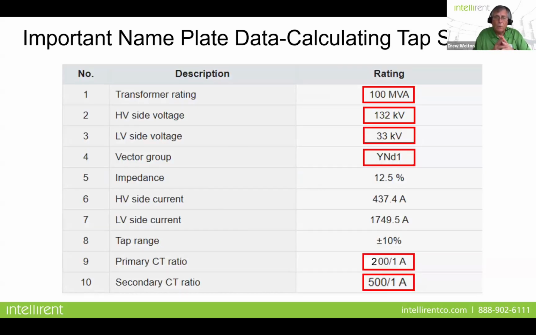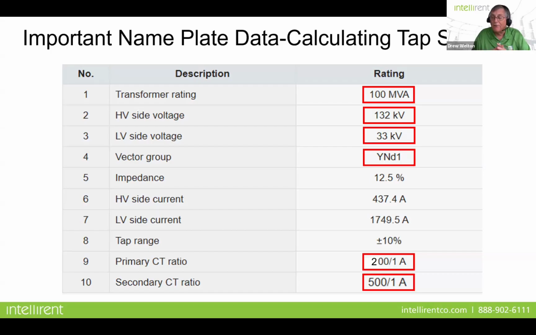So for instance, if you're going to calculate or verify the calculation of the tap settings on the primary and secondary windings, here's the information that you need to know: the MVA rating of the transformer, the high side voltage, the low side voltage, the vector group in terms of how it's connected, and the primary and the secondary CT ratios, because that's the information that the relay is going to use to calculate your tap settings between the primary and the secondary side.